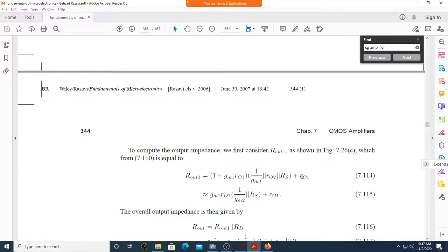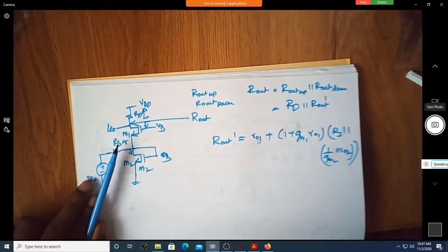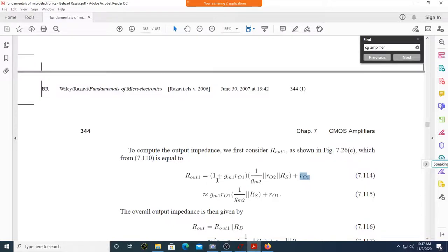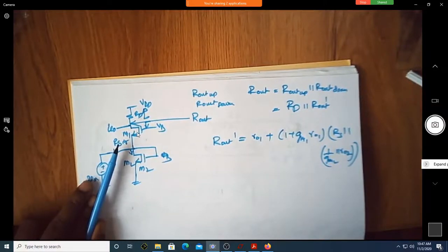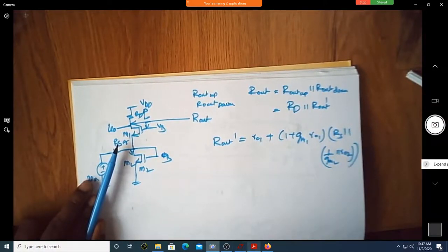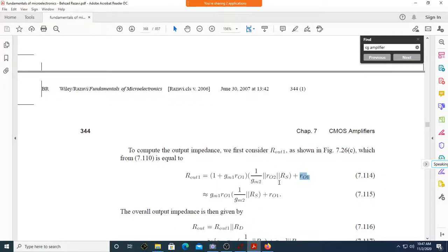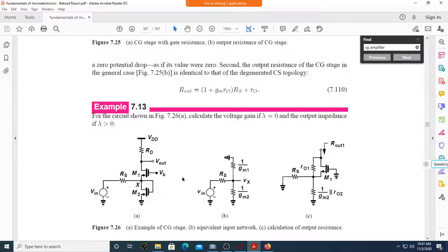See now, it is R01, correct? Can you see this R01? And multiplied by 1 plus gm1 into R01. This is the intrinsic gain of that amplifier, correct? Which is multiplied by the resistance of this network, the resistance of this network.